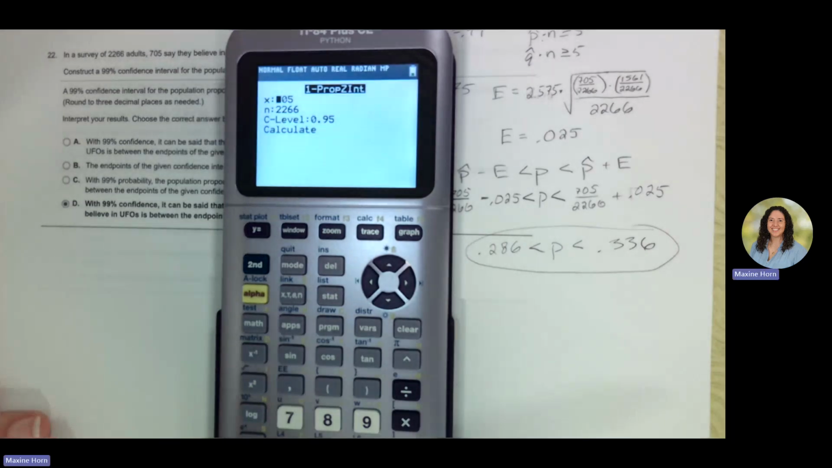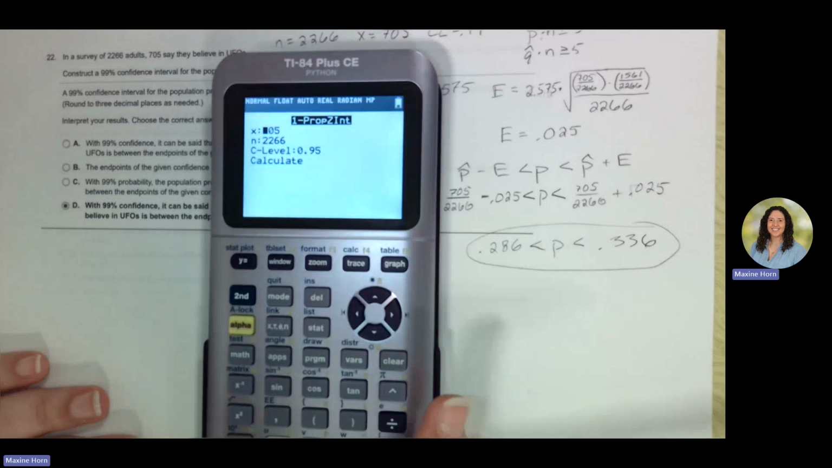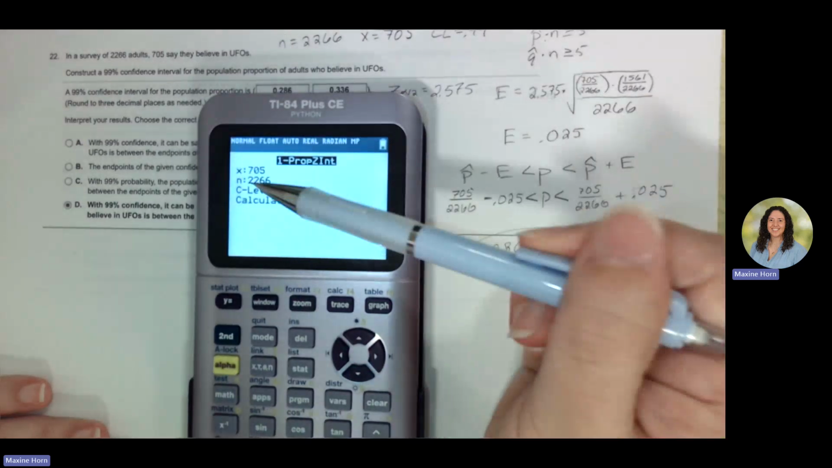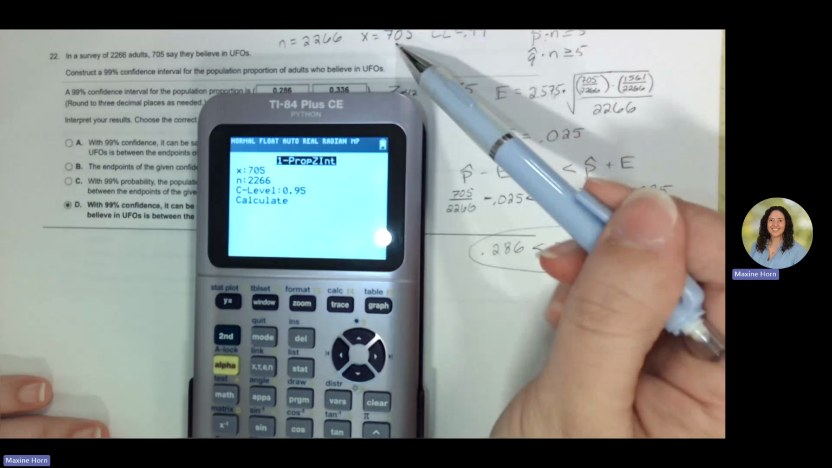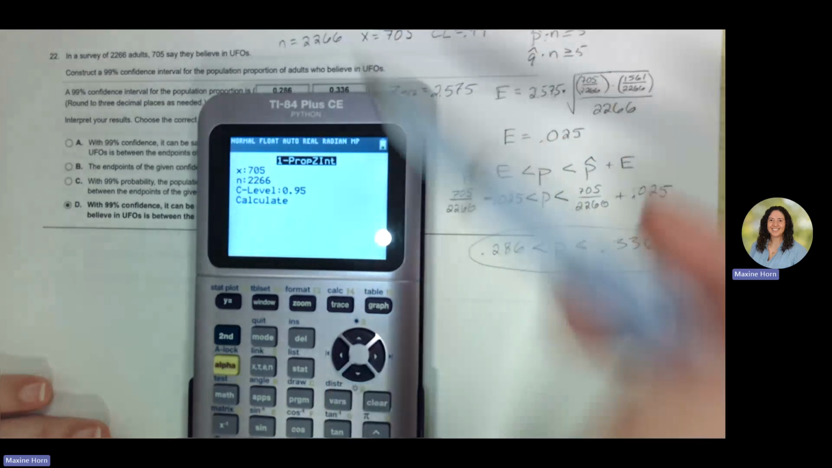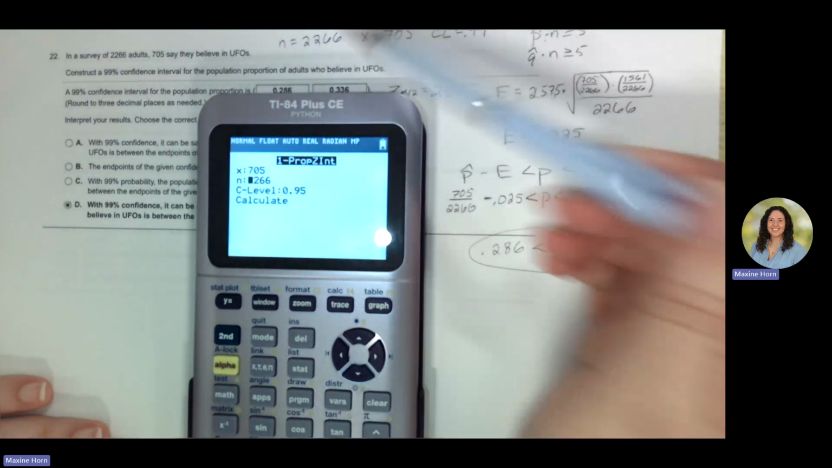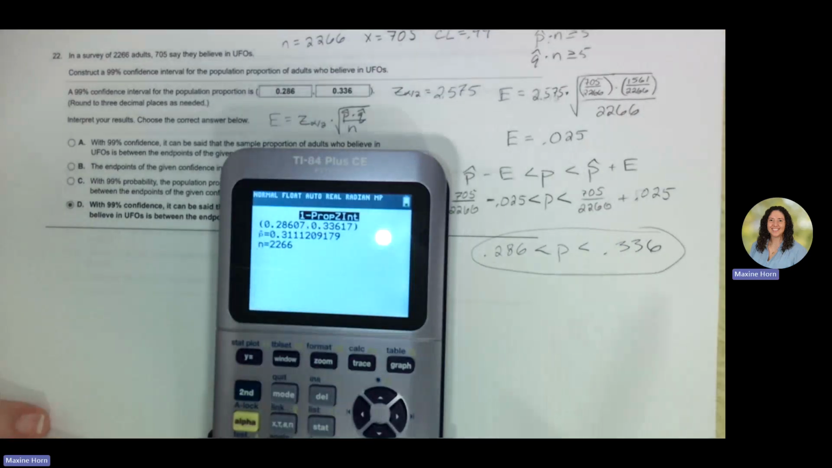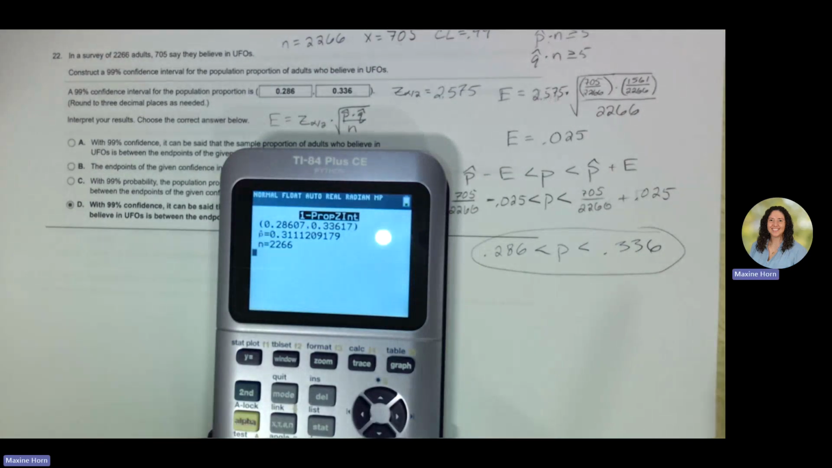Okay, so now we're going to plug everything in. So we have, oh, last time I was in this menu, I was doing this problem. So our X value is our 705, right? Our N is our 2266, and our confidence level is, oh, this must have been a different problem because this is 99%. And there we go. If we round each of those to 3 decimals, there it is.